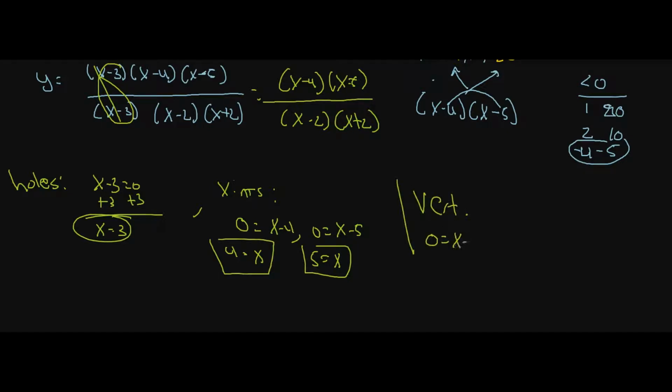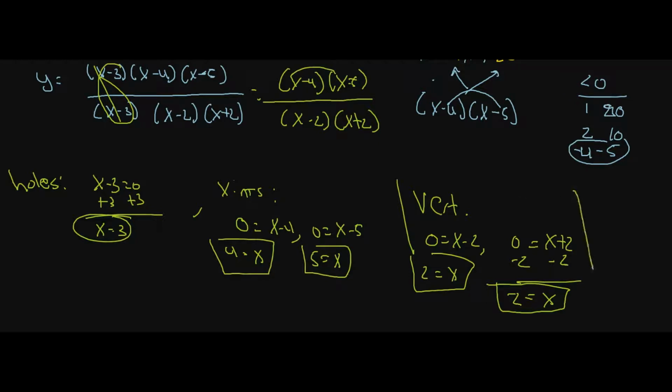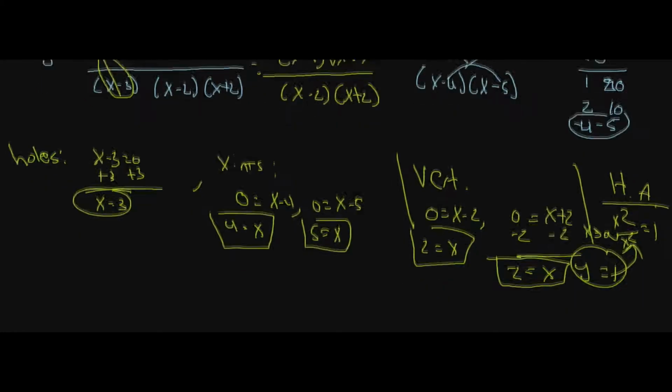And the same thing on the bottom. 0 equals x minus 2, and 0 equals x plus 2. Subtract 2 from both sides. So x equals negative 2, and here we're just going to get x equals positive 2. Again, for the horizontal asymptote, x times x gives me x squared over x squared. As x approaches infinity, we're just going to get 1. So our horizontal asymptote is y equals 1. All right, and then we're done.